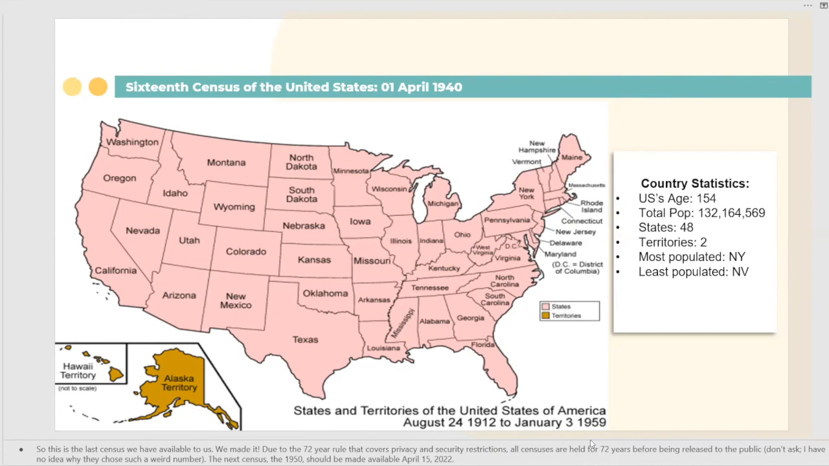So the next one will be released April 15th of next year. April 1st. Okay, Mr. John thinks it's April 1st. April of next year, 2022. And it will be the 1950 census. Yeah, depending on if it's a Sunday or something, he says.